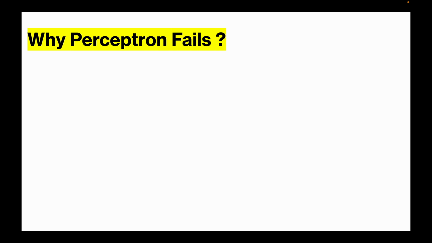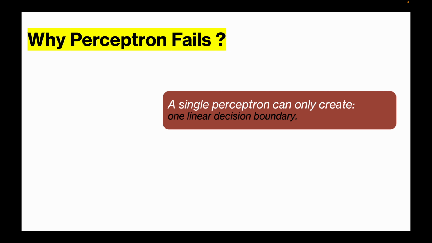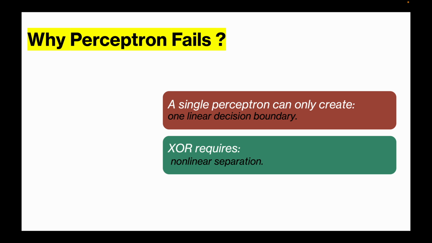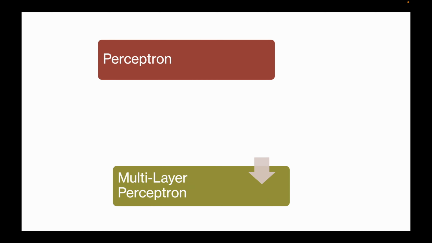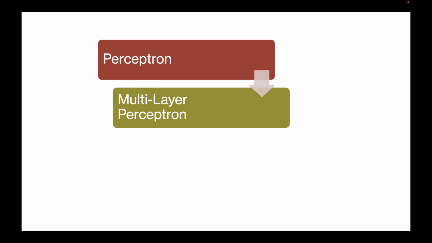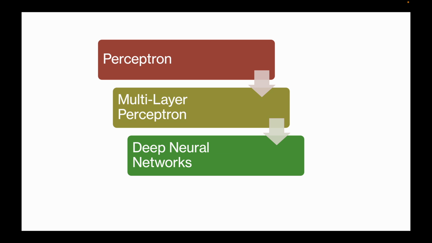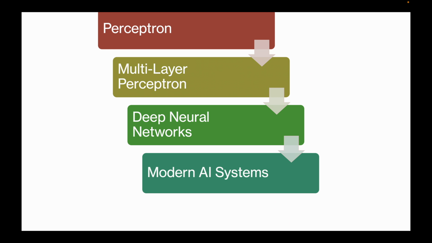Why does the perceptron fail here? A single perceptron can only create one linear decision boundary, but XOR requires non-linear separation. Hence, the perceptron fails if the data is arranged in non-linear patterns, as it can only create a straight decision boundary. Due to this, it led to the evolution of AI like this. We have the perceptron, then the multi-layer perceptron, deep neural networks, and these modern AI systems.